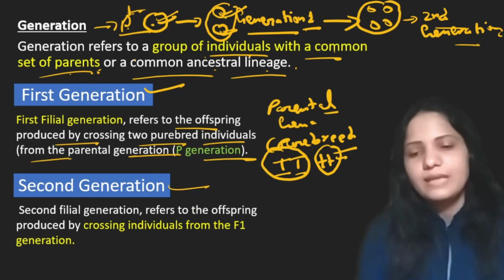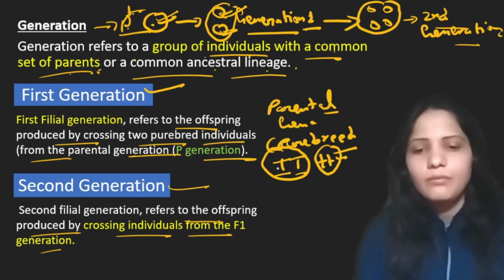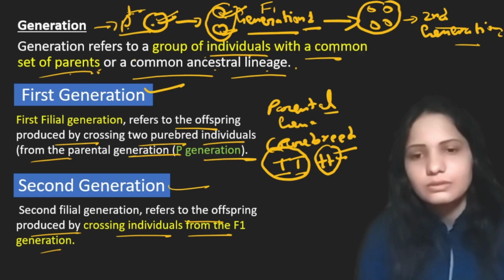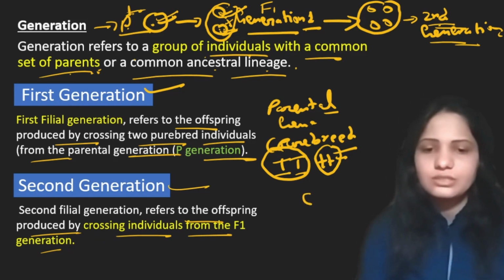The second generation refers to the offspring produced by crossing individuals from the F1 generation. Now once we get the F1 generation, the individuals of the F1 generation, individual 1 and individual 2, are crossed, and after they are crossed they will reproduce the second generation. First generation, second generation, this is the parental generation. Parental generation will give rise to first generation. Further on crossing these two individuals of first generation, we will get second generation.